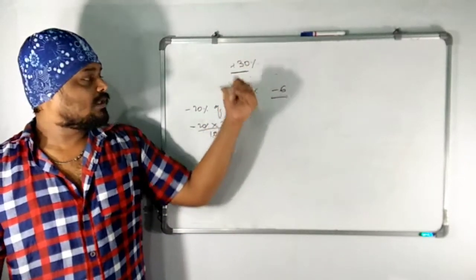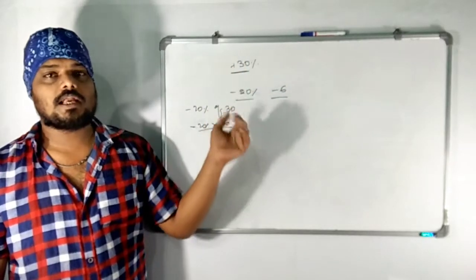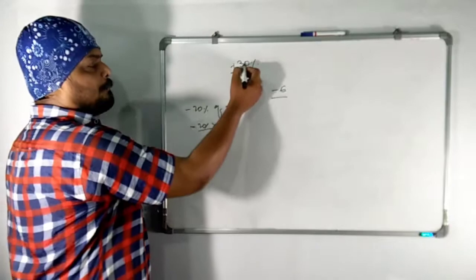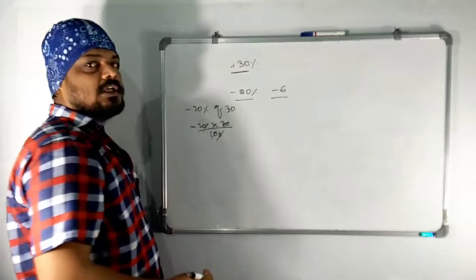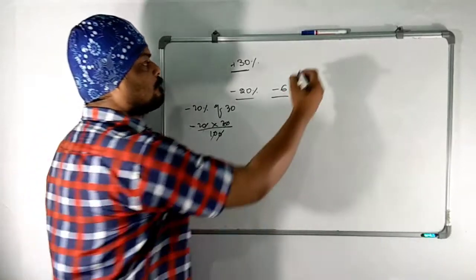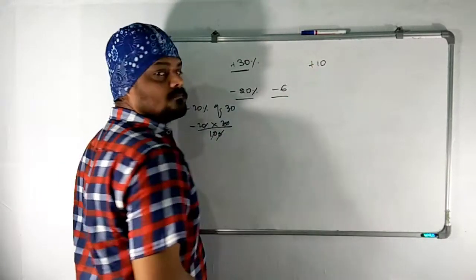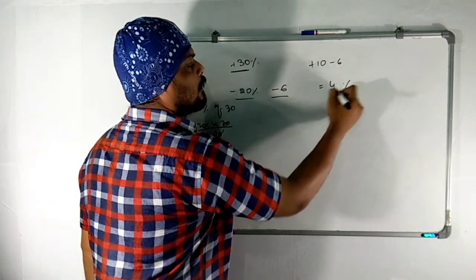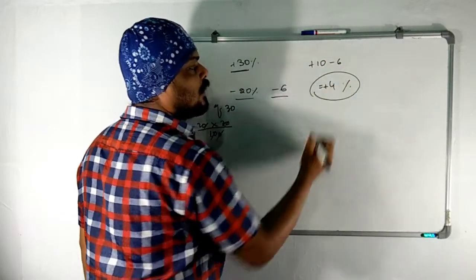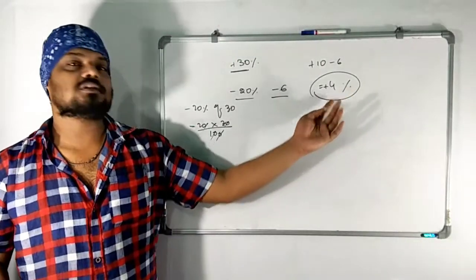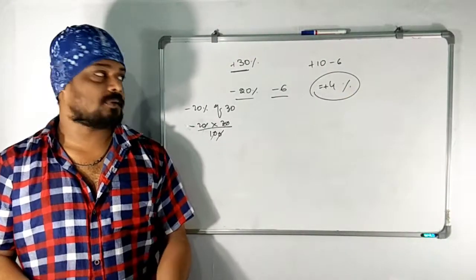After adding all these, you will get the exact value. Let us add plus 30 and minus 20. Plus 30 and minus 20, we get plus 10. Plus 10 minus 6 is 4% more. Here we got a plus value. So he got more percentage, 4% more on the decided price.